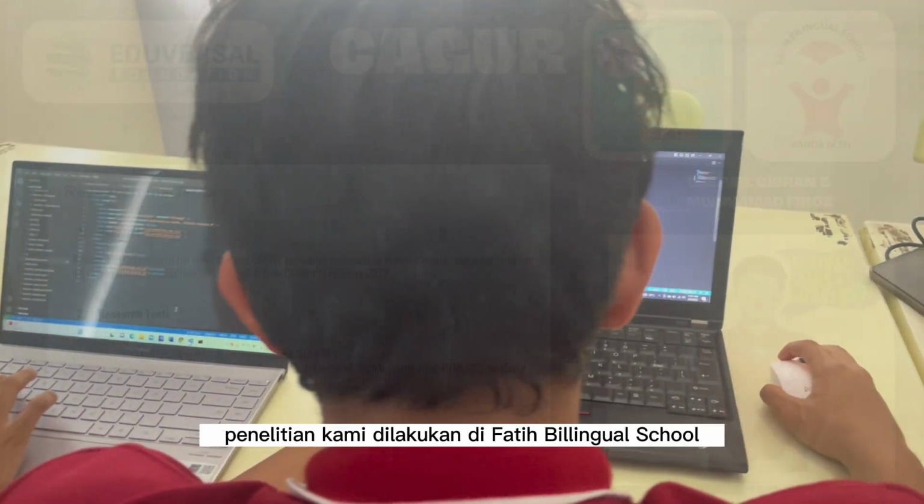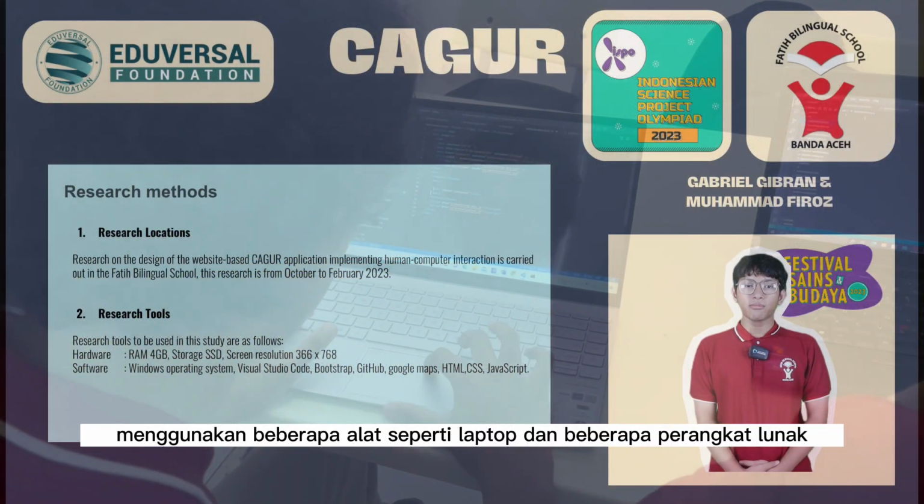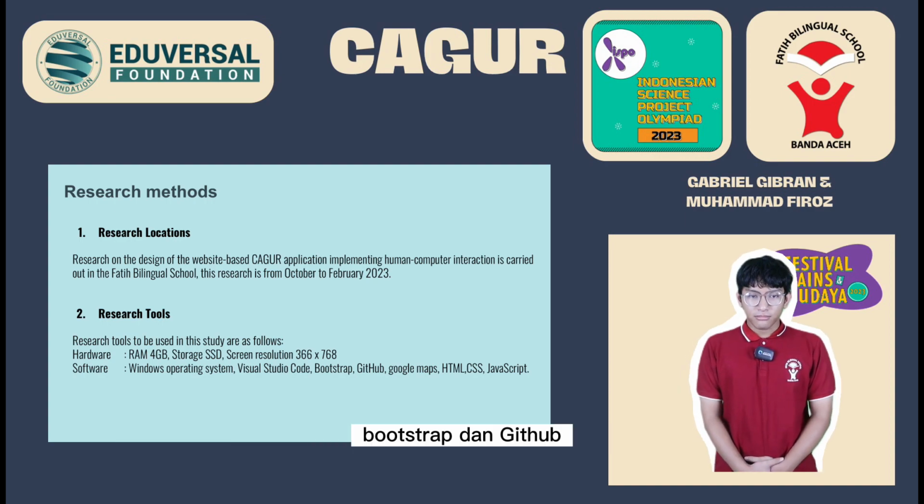Research methods. Our research was carried out in the FATIH Bilingual School using some tools like a laptop and some software, namely Visual Studio Code, HTML, CSS, JavaScript, Bootstrap, and GitHub.